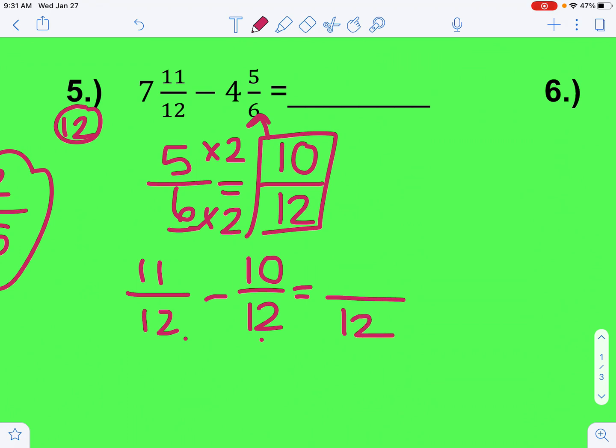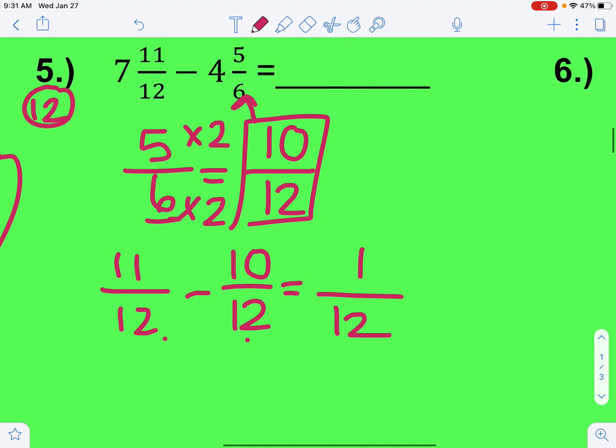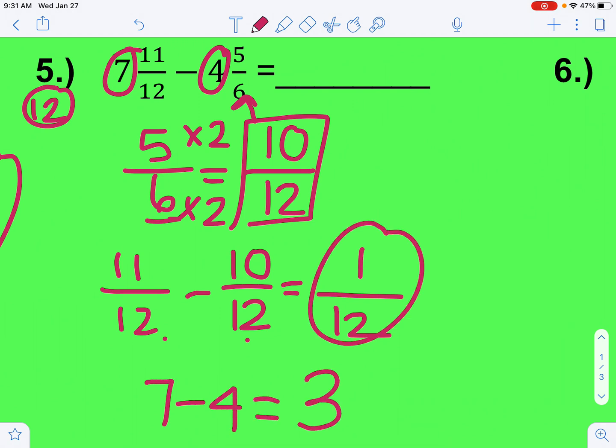Alright, our denominators are the same. 11 minus 10 gives you 1/12. Alright, our answer isn't 1/12 because now we need to subtract our whole numbers. We're taking 7 minus 4, which gives us 3. So our answer is 3 and 1/12.